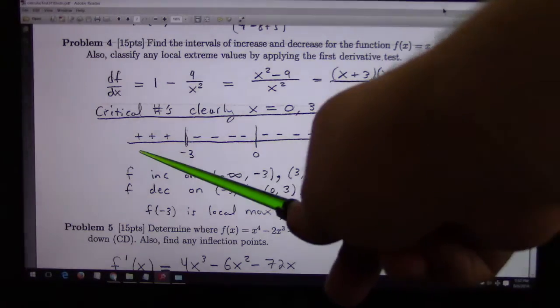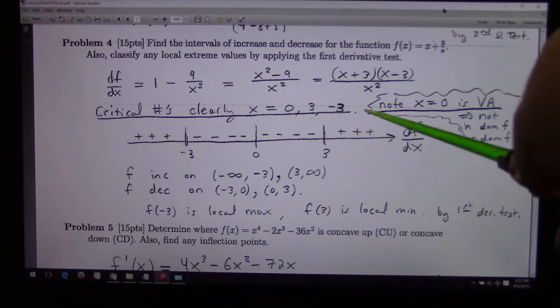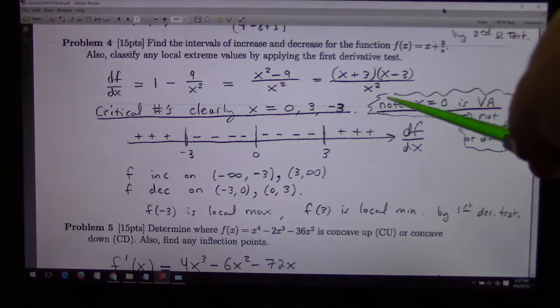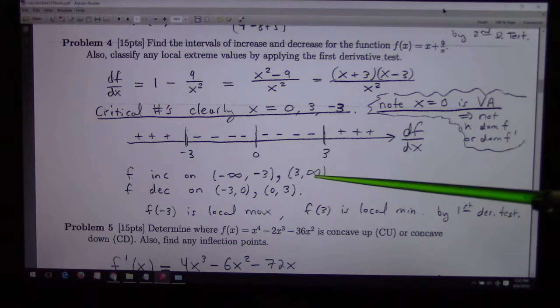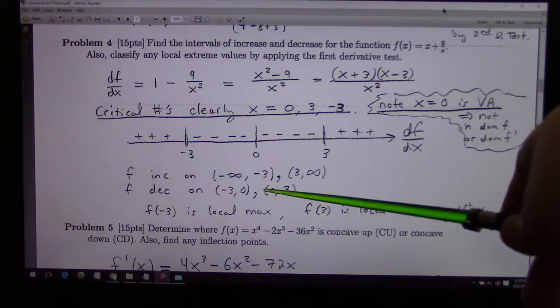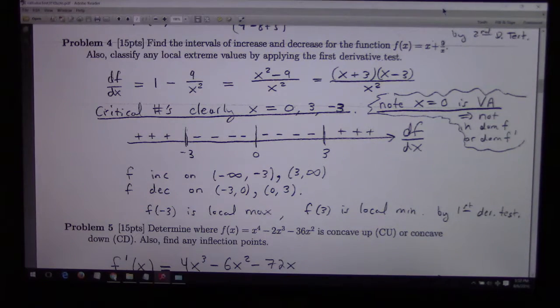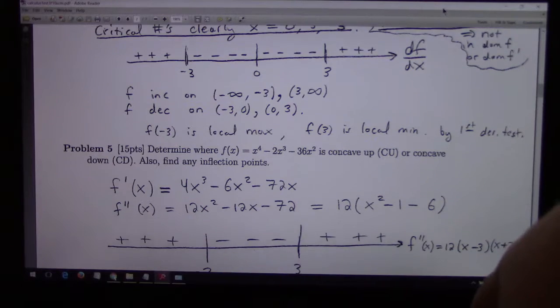And you make the sign chart: plus, minus, minus, plus. The minus to minus is because it's squared there, so the sign of the derivative doesn't change. So you can read from that, it's increasing from minus infinity to minus 3, and also from 3 to infinity, and it's decreasing from minus 3 to 0 and 0 to 3. But I need to break it up because 0 is not in the domain. That shows you that f of minus 3 is a local max, f of 3 is a local min.